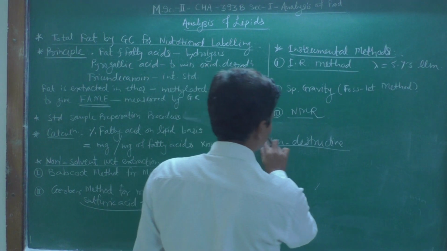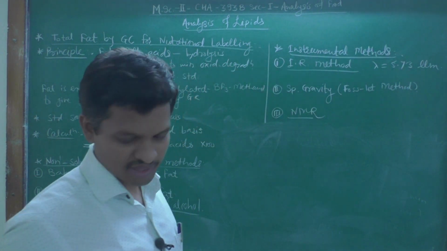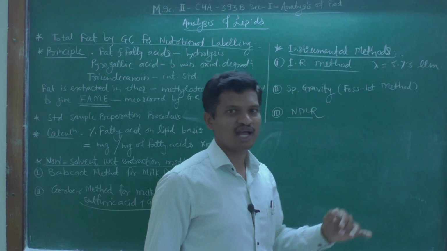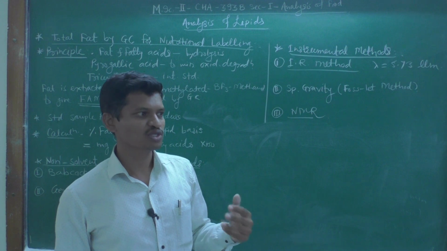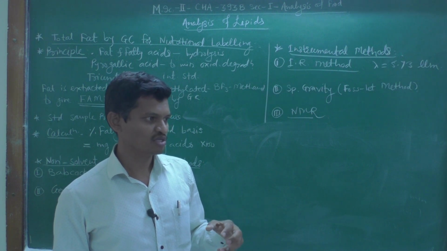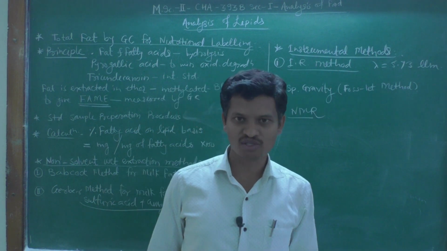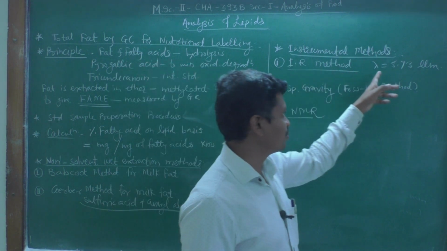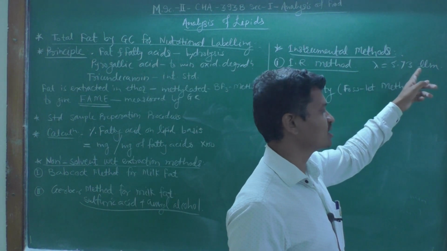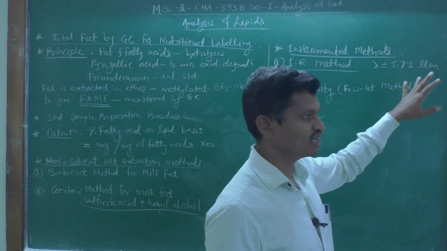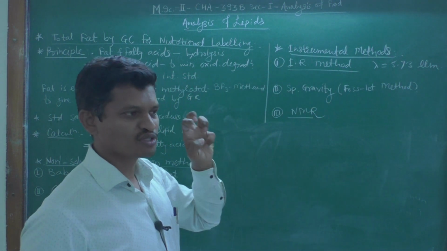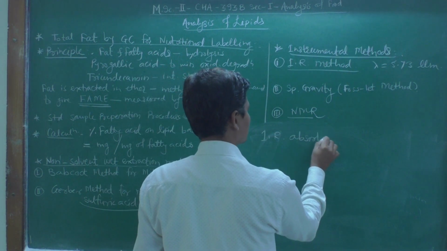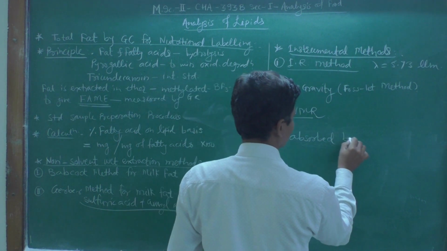Among these, the first one is the IR method. IR stands for infrared method. We know that IR spectroscopy is used to get information about the functional groups present in molecules or compounds. Here, at a particular wavelength of 5.73 micrometer, the IR radiations are absorbed by the fat.